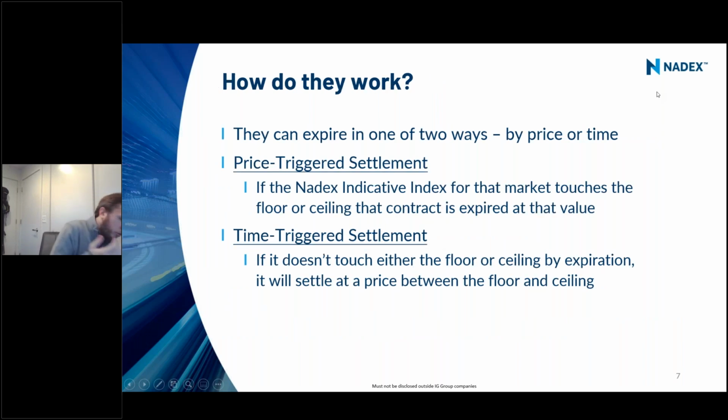So how do these things expire, right? How do these end? Because they're not perpetual contracts. They do have a set defined range, just like all of the contracts on Nadex. So there's one of two ways that a knockout contract can expire. They're either going to expire by a price triggered settlement or a time triggered settlement, right?